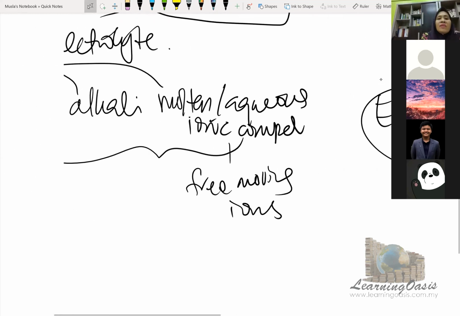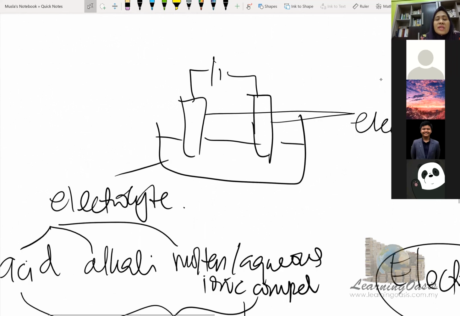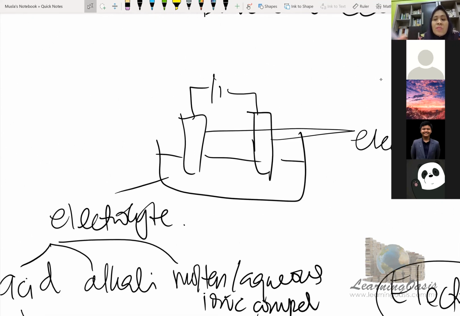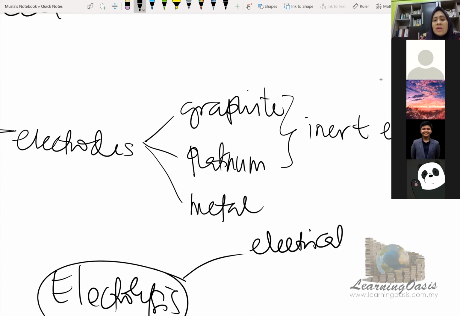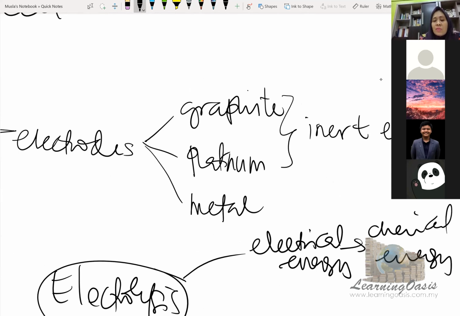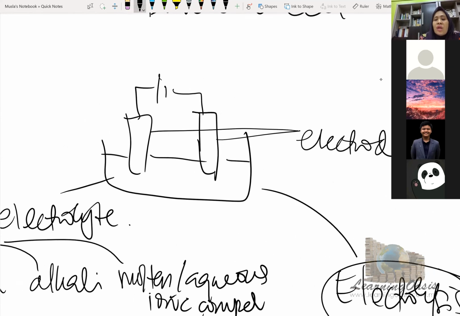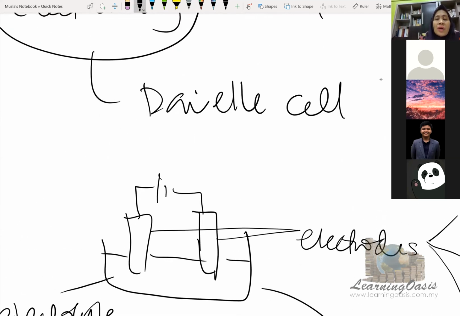Okay, so you have the electrolyte, and then you have your electrodes, and you have to have a source of electricity. When you talk about electrolysis, you see the battery. So electrolysis is from electrical energy into chemical energy. You have your battery, and the positive terminal is called what, Marcus? Anode. And this is your cathode. Positive terminal is anode, negative terminal is cathode.